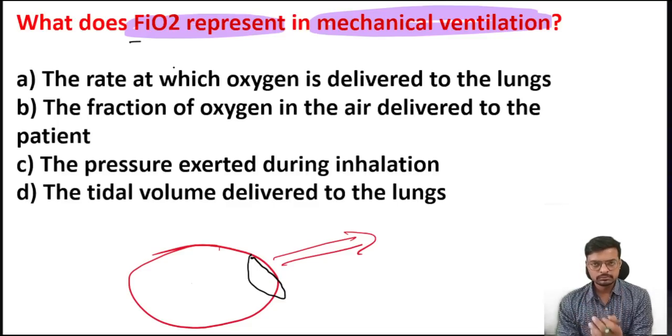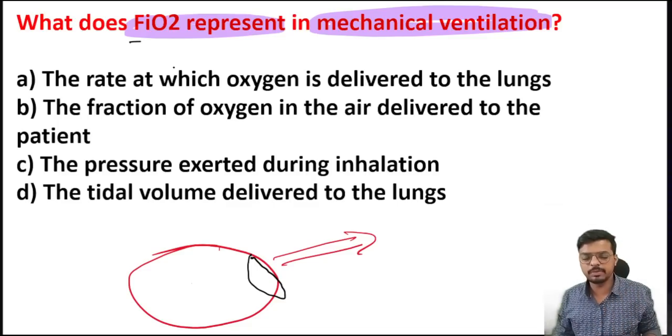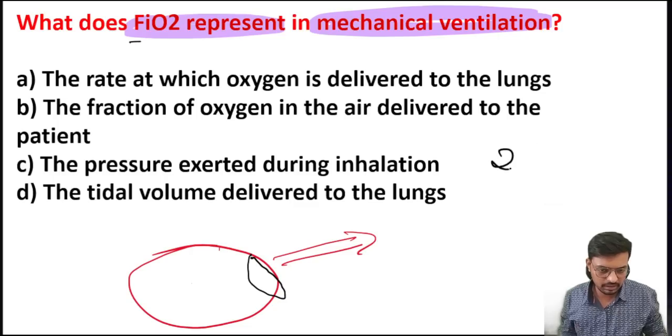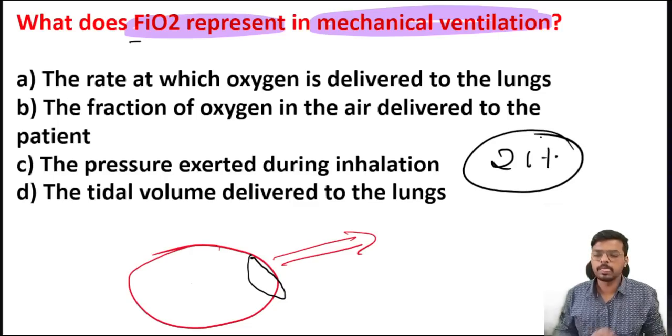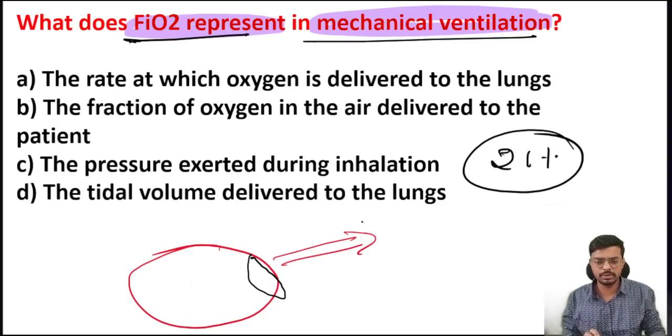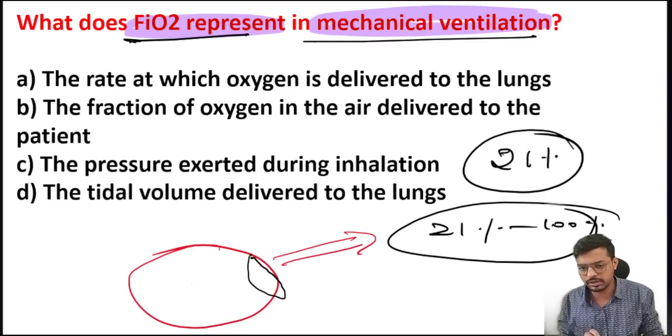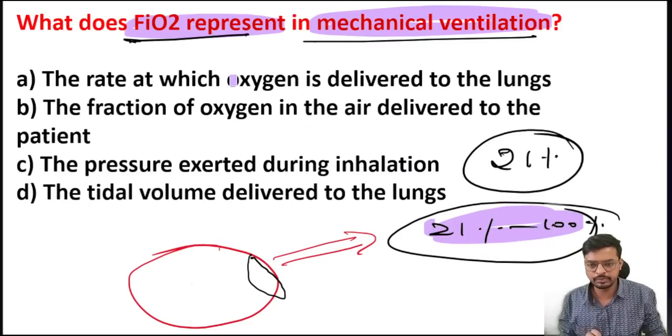Normally, how much concentration of oxygen do I inspire? Just 21% oxygen, because environmental air has only 21% oxygen. So how much fraction of inspired oxygen do we keep in the mechanical ventilator? From 21% to 100% we can keep it in the mechanical ventilator. Very important. So what is FiO2? The fraction of inspired oxygen.